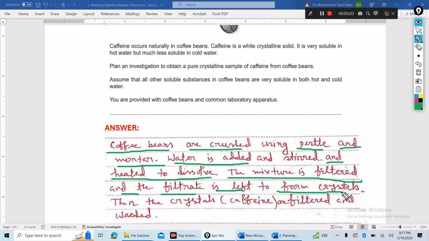If you keep the filtrate, then caffeine crystals will form. After that, the crystals are filtered, washed and dried. You will get a white crystalline solid of caffeine.